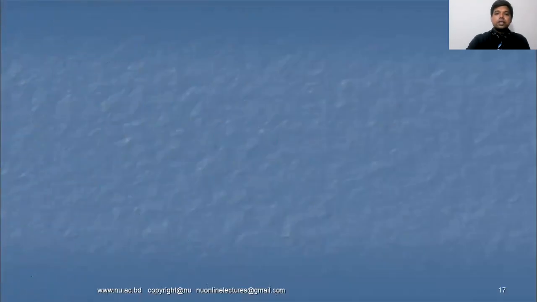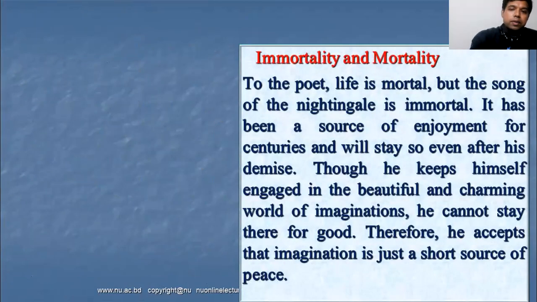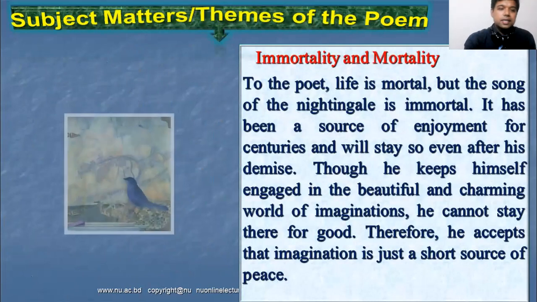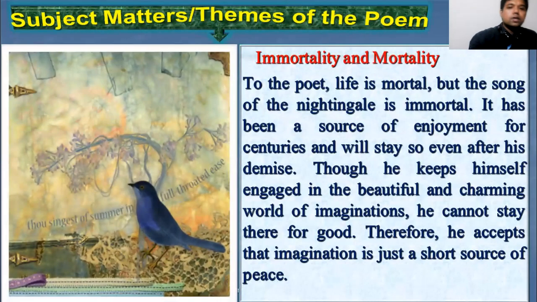So, death and poetic imagination. Here basically the writer glorifies death with his imaginary talent. Now we will find another theme, immortality and mortality. In the poem you will find side by side mortality and immortality. Immortality of the nightingale and mortality of the human being. To the poet, life is mortal, but the song of the nightingale is immortal.